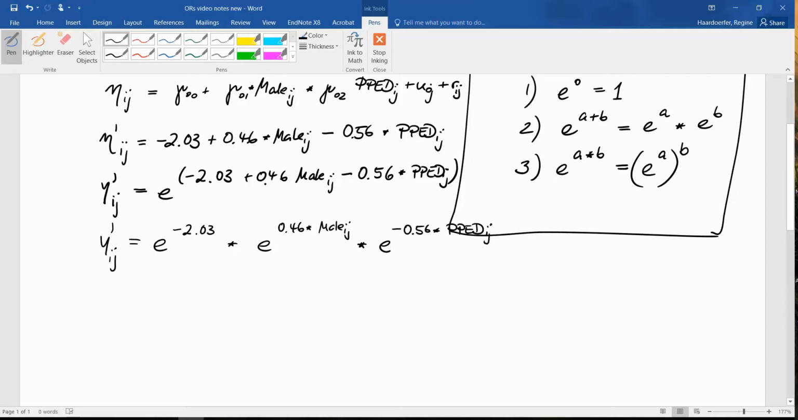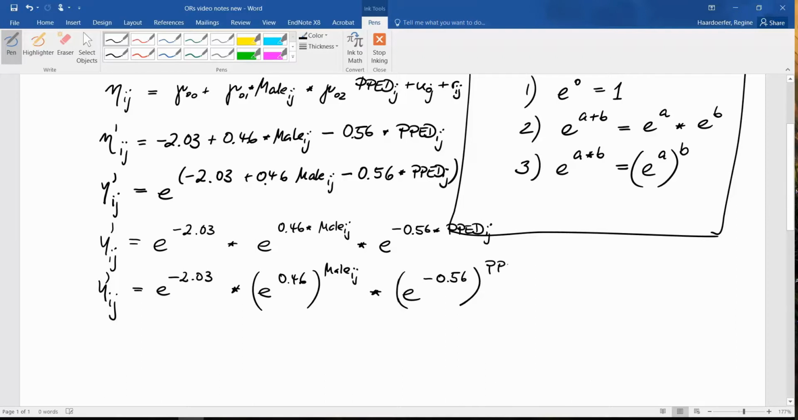Now we need to also decompose the product terms that are now there. So we have 0.46 times male, and we have negative 0.56 times pre-primary education. So we're going to use rule 3 to do that. We copy the first term, and then the second term is e to the power of 0.46, to the power of male ij, so the gender. And then we have e to the negative 0.56, this entire term, to the power of pre-primary education.